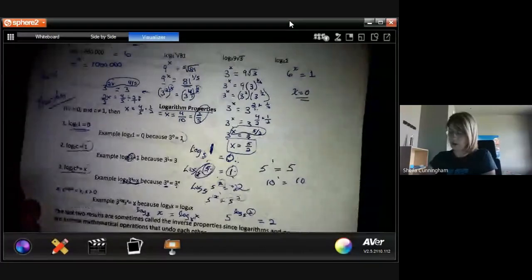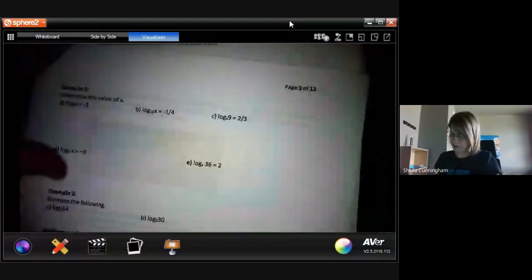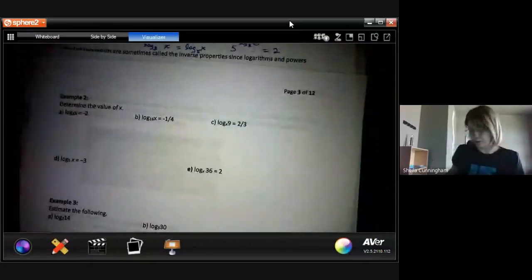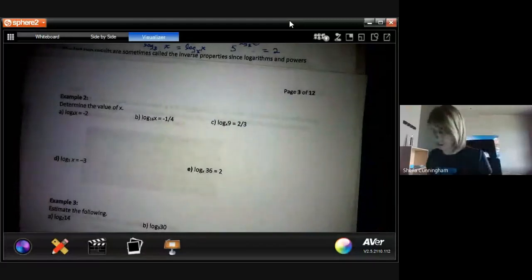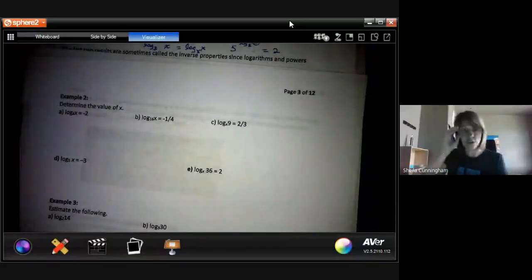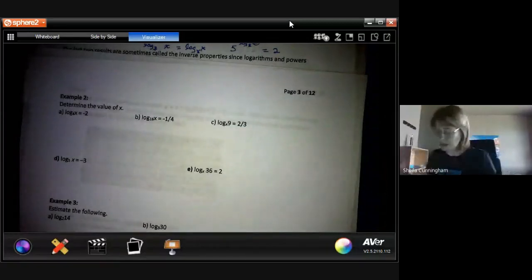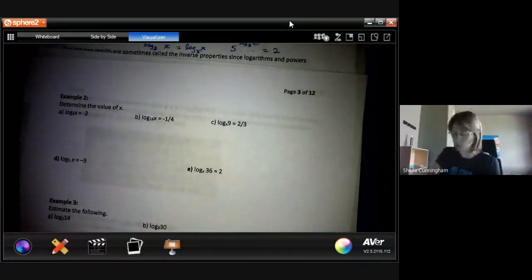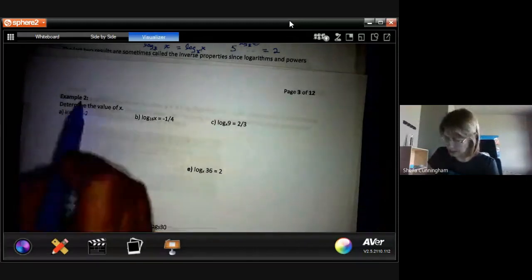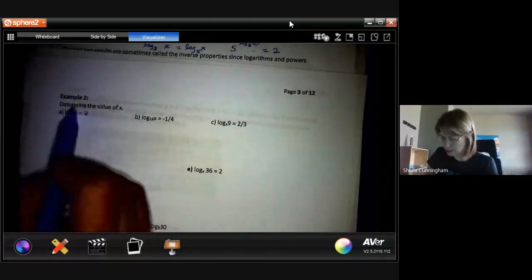So now let's look at some of these in terms of finding the value of x, the missing number that shows up. It's not always going to be your exponent that you're trying to find. It might be your base, or it might be your resulting number. But as you work through these, you're still going to set them up as exponential form.